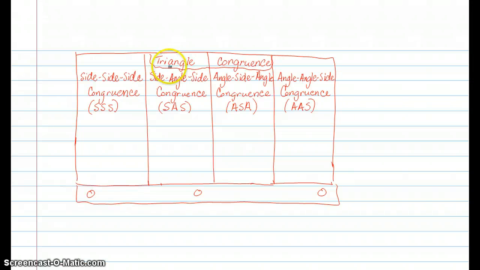So on the second flap at the very top, put triangle, and on the third flap at the very top, put congruence. Side, side, side congruence is going to be chapter 5.2. Side angle side congruence is also going to be 5.2. Angle side angle is 5.3, and angle angle side is also 5.3.